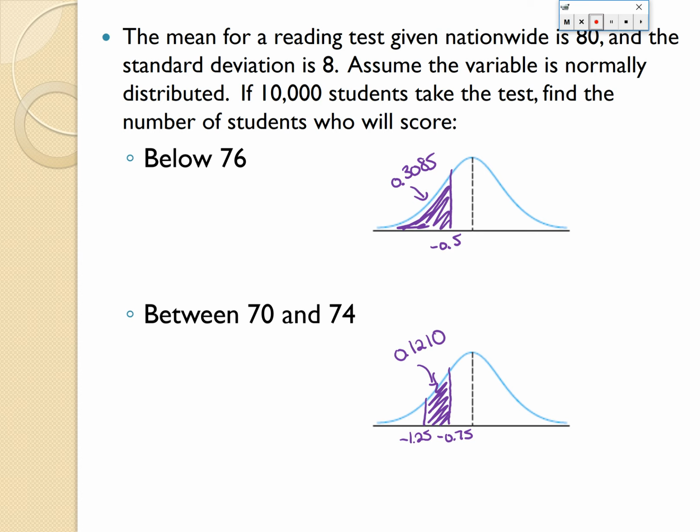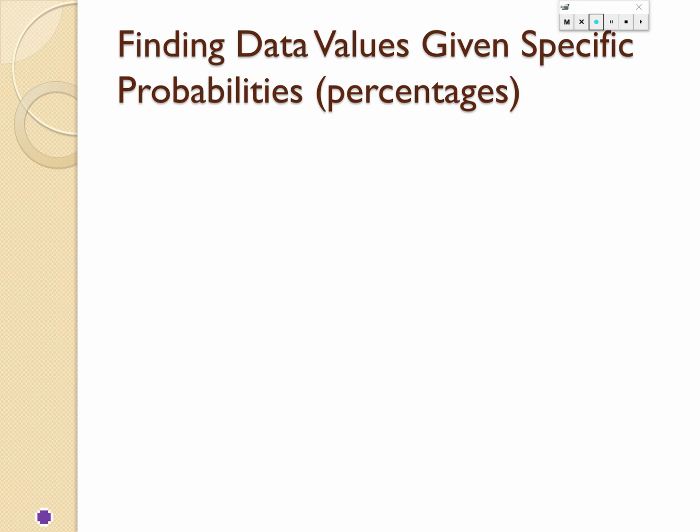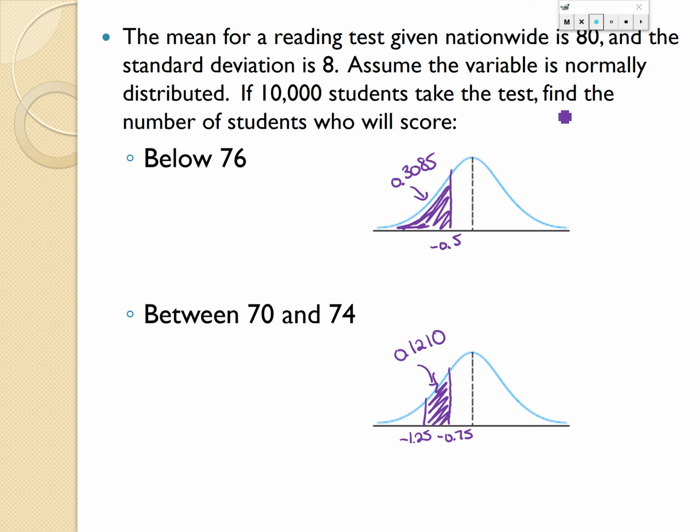I actually want to find the number of students. So I don't want the percent of students, I want the number. I don't want the probability that a student's going to score below 76. I want to know how many are going to do that. So take your, we can just leave it right as a decimal, because really it's a percent just in decimal form, and take it times your total number of students.